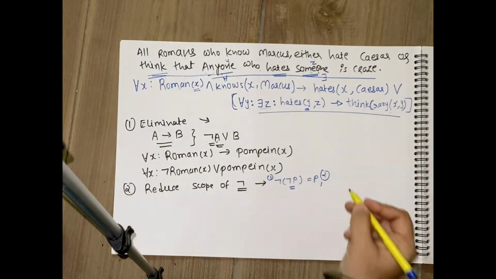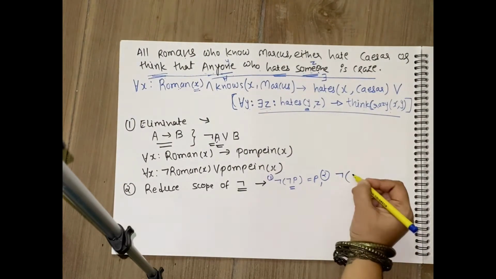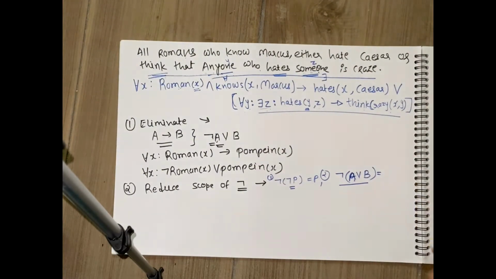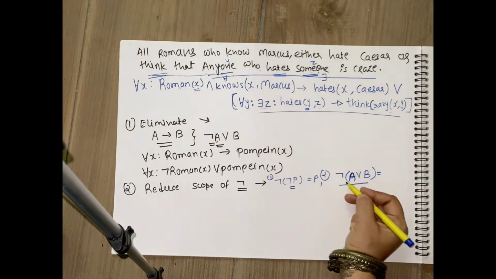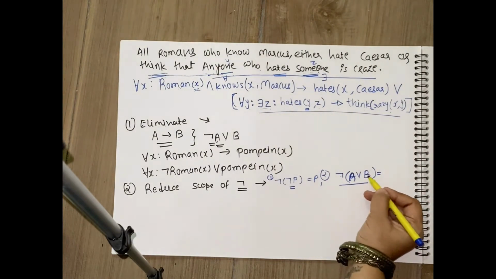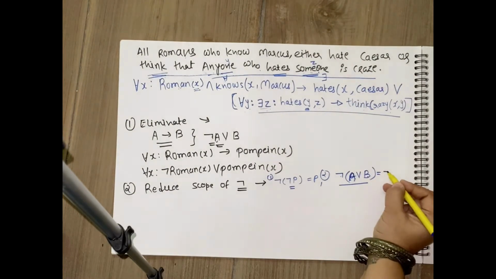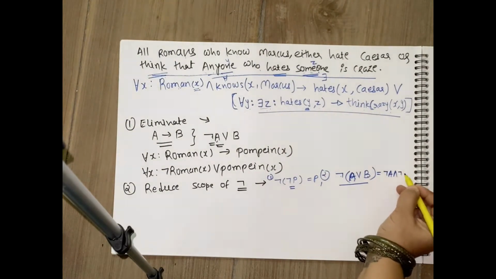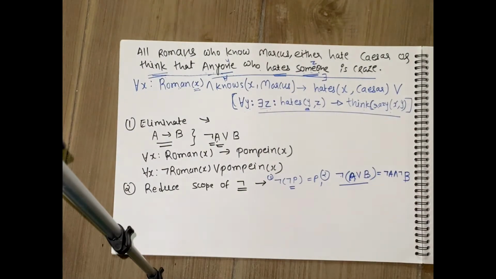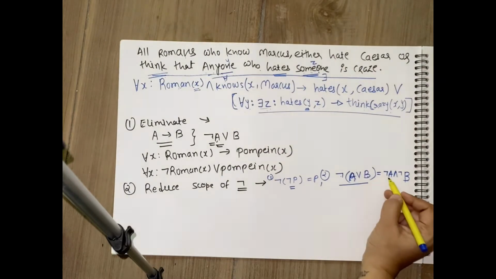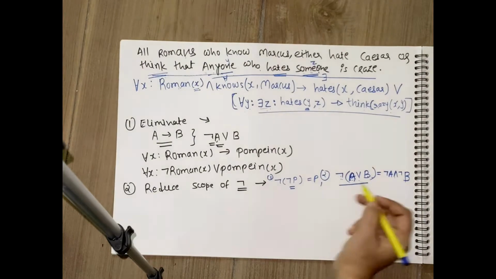So what is De Morgan's law? If you apply not to A or B, if not is applied to A or B, that is going to be converted equivalently to not applied to A also and B also, but OR will be converted to AND. So this will be not A and not B. De Morgan's law says if not is applied to A or B, then it will be converted to not A and not B, OR will be converted to AND, and not will be applied to A and B both.